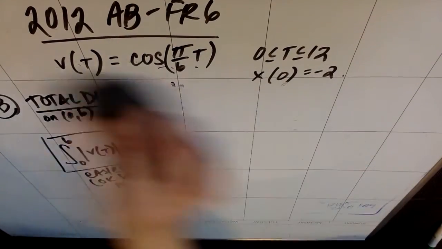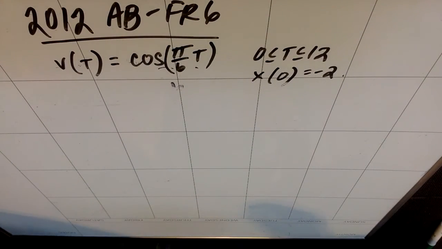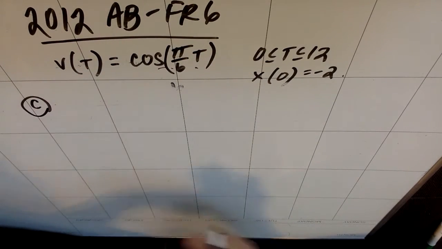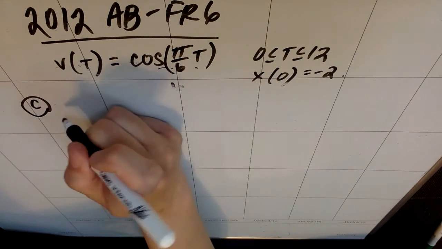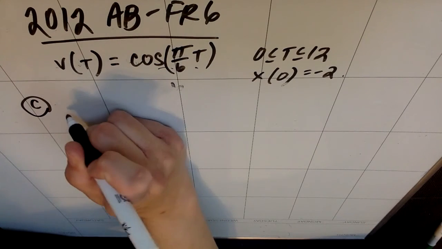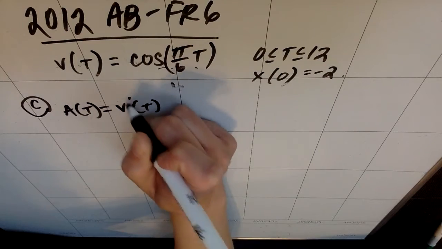All right, part C. Find the acceleration of the particle at time t, and then they ask, is the speed of the particle increasing, decreasing, or neither at t equals 4? Explain your reasoning. Okay, so we now need to make sure we understand the relationship between velocity and acceleration. Remember that acceleration is the rate of change of velocity, right? So my acceleration is just going to be v prime of t.